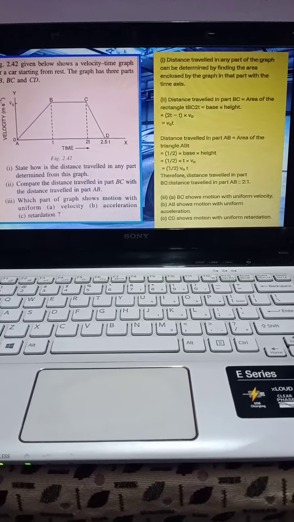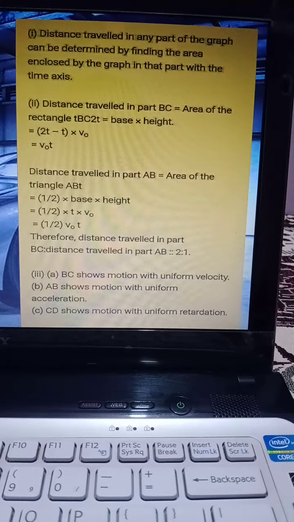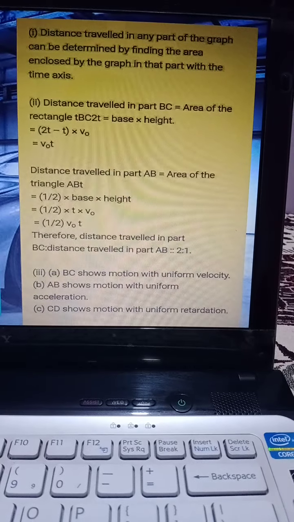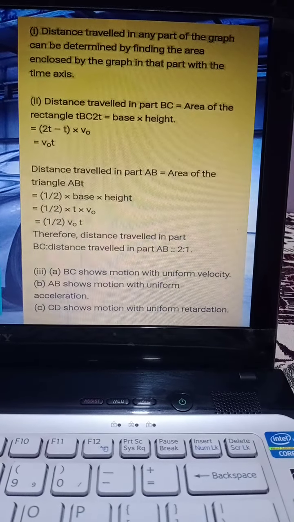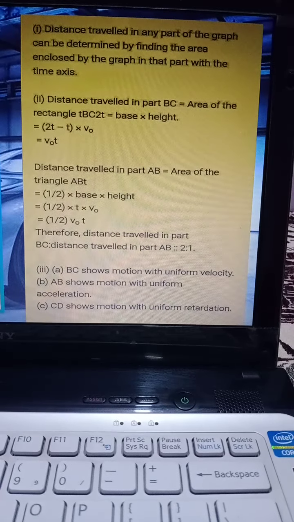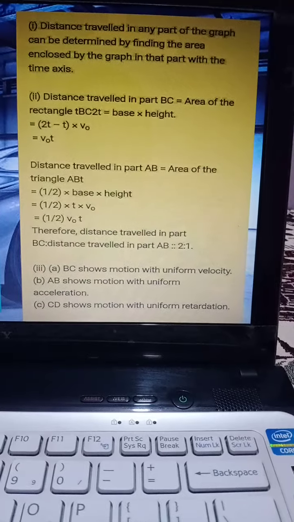So for the first part, as it is given, this is the first part. Distance traveled in any part of the graph can be determined by finding the area enclosed by the graph in that part with the time axis. So when we find the area, we can find the displacement.